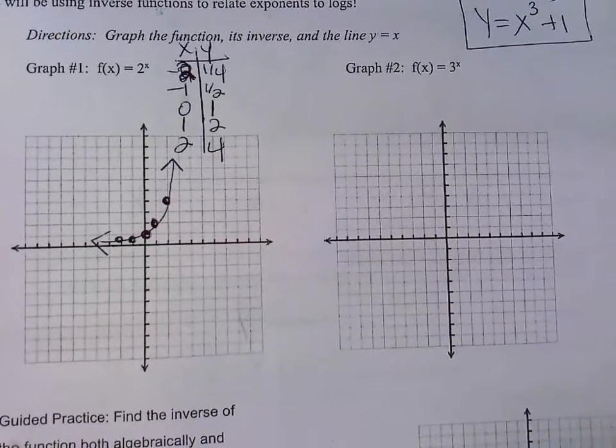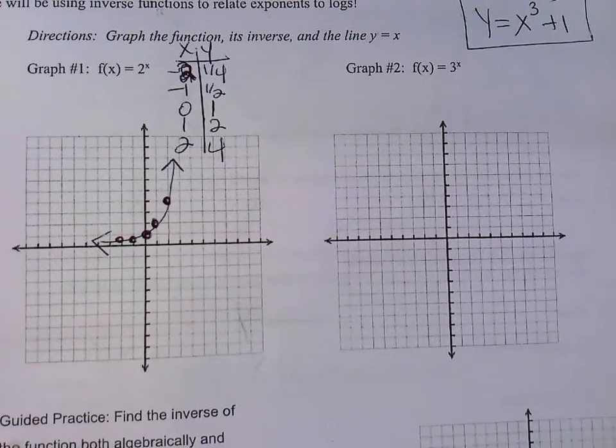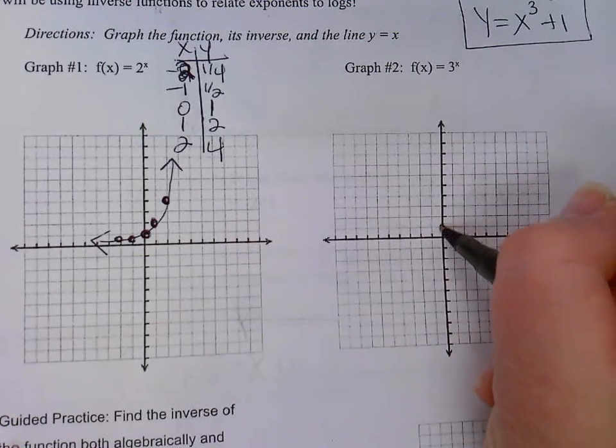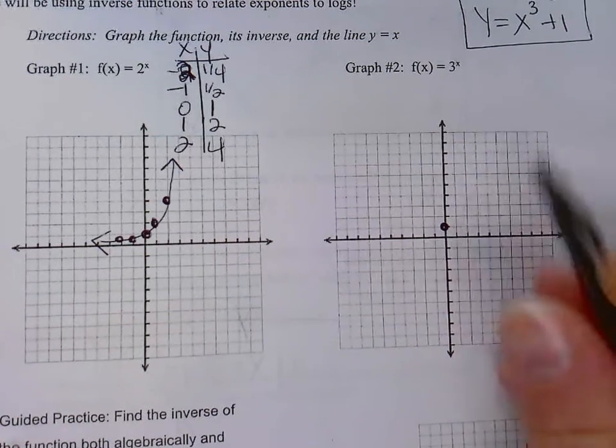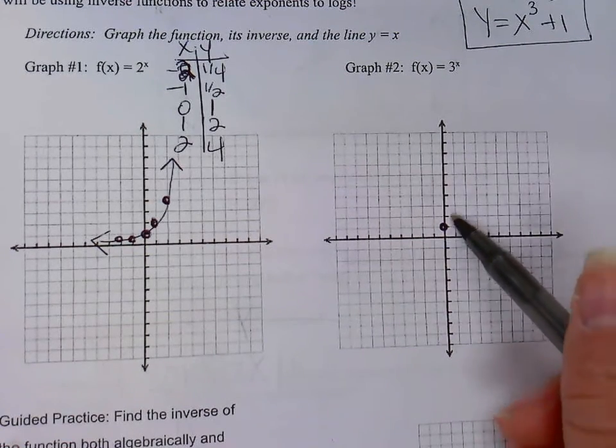It's very similar to the exponential graph of 3 to the x, right? This one also has a point at (0, 1). Where's its next value? 1, what?